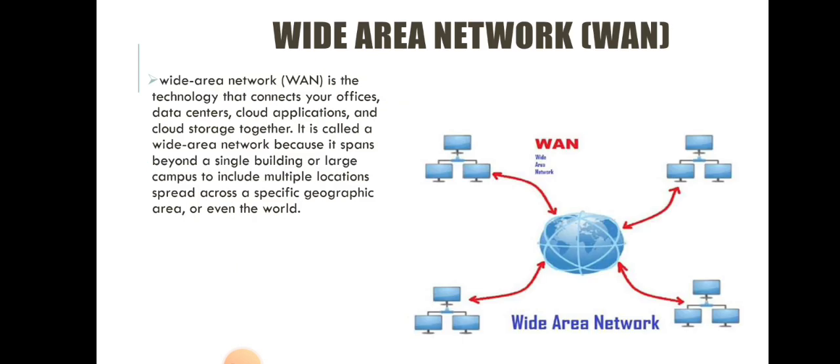Wide area network, which is also known as WAN, is a technology that connects your office, data center, cloud application and cloud storage together. It is called a wide area network because it spans beyond a single building or large campus, or to include multiple locations spread across a specific geographic area or even the world.